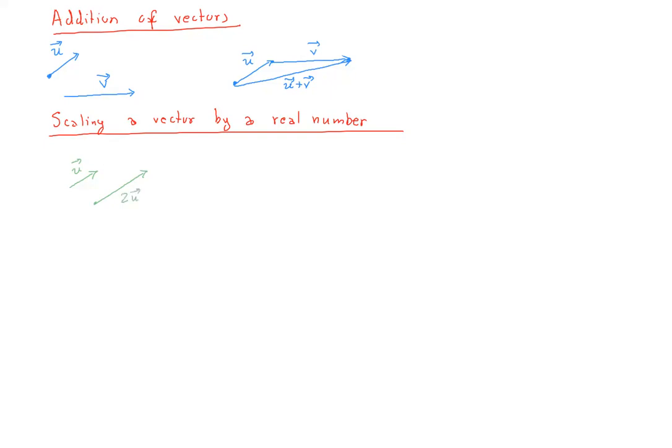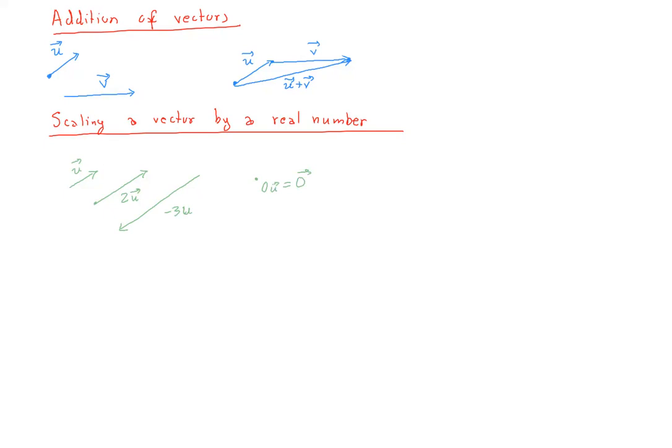And then if you want to consider negative 3U, you take a vector that has 3 times the length of U, but points the opposite direction than the vector U. And here's your negative 3U. Okay, and if you want 0U, then it's going to be the 0 vector. So 0 times U is going to be just the 0 vector.